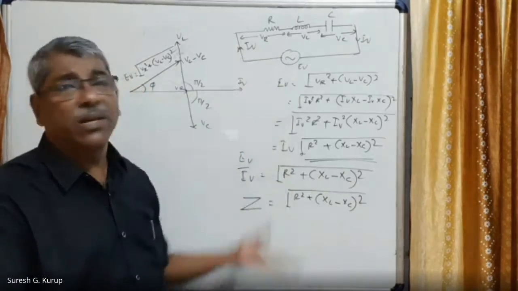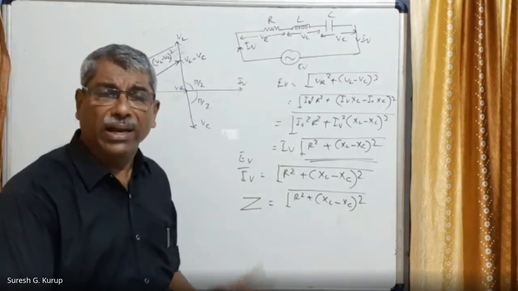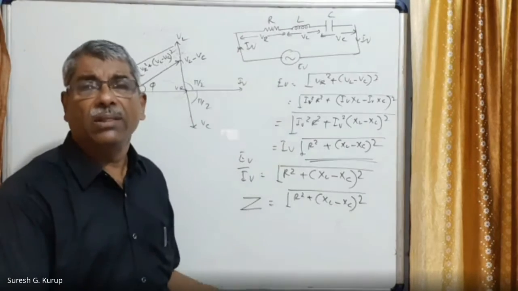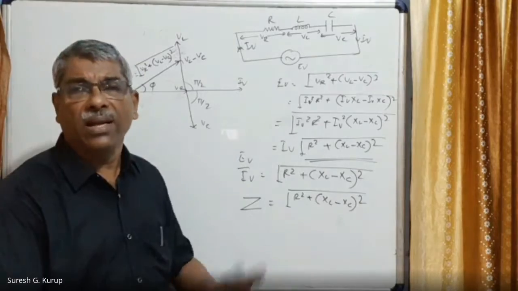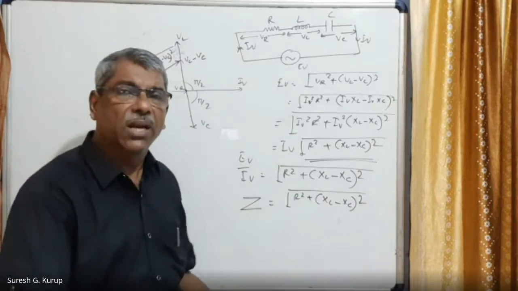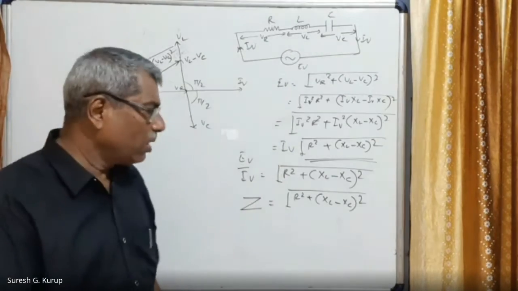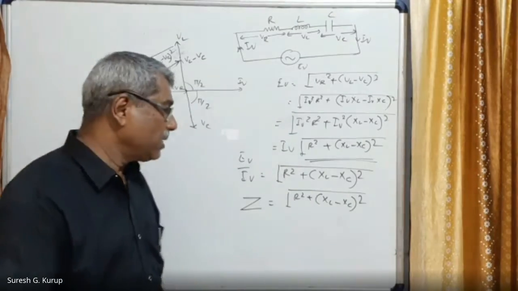So an LCR series circuit can be either an inductive circuit or a capacitive circuit. That depends on XL and XC. If XL is greater than XC, then that is an inductive circuit. If XC is greater than XL, that is a capacitive circuit.